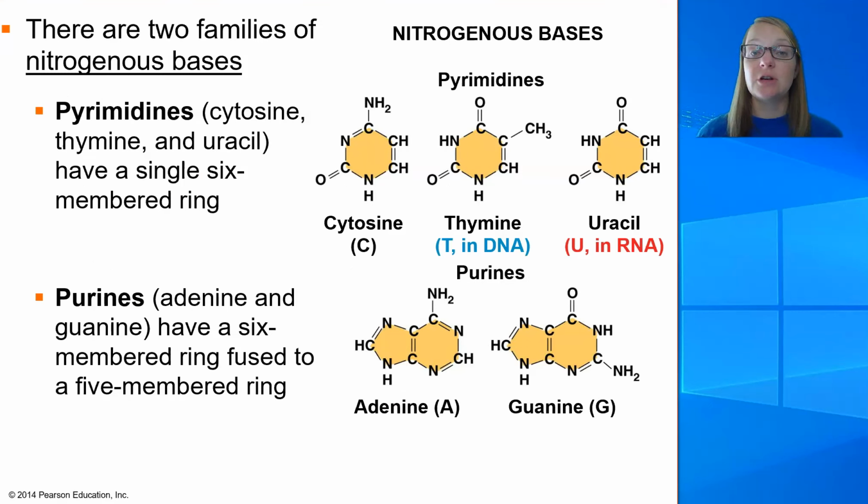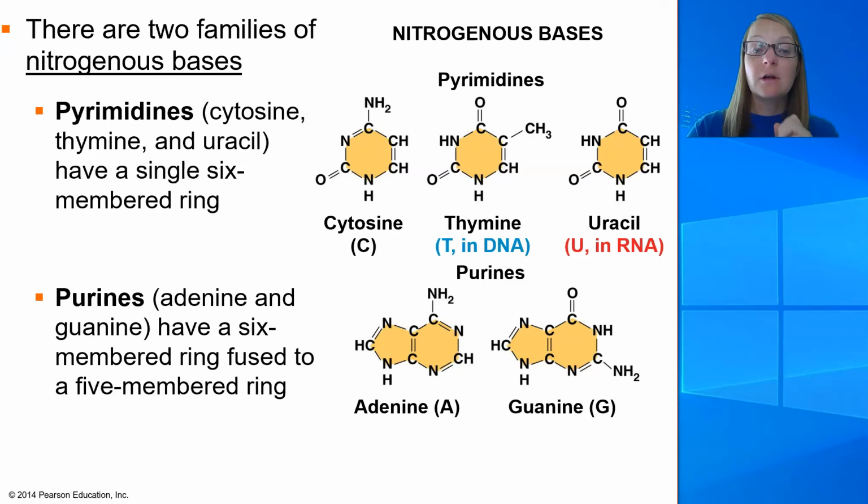So first, the nitrogenous bases. There are 5 of these in cells. They are grouped into 2 categories or 2 families. You've got your pyrimidines, and then you have your purines. Pyrimidines include cytosine, thymine, and uracil. Now, these 3 nitrogenous bases have a single ringed structure in terms of their carbon skeleton.